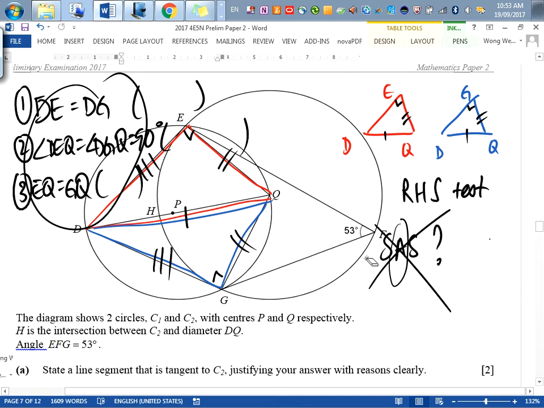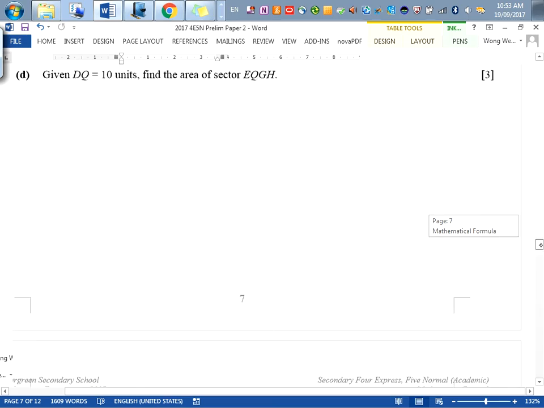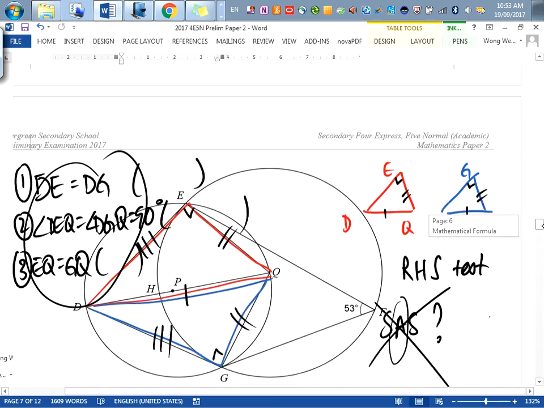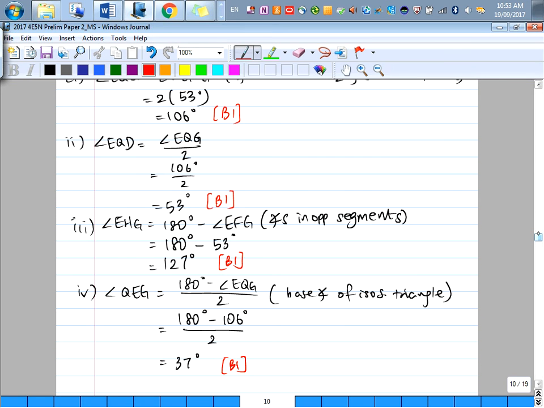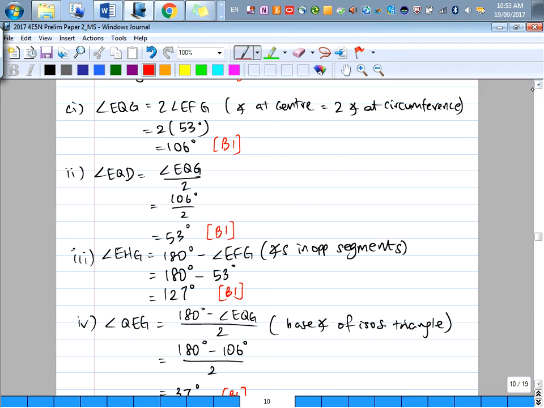Okay, then C part 1. For question C, generally quite well done. So why I write DQ is a common side, they don't have. I write DQ is a common side. Then here you write DQ equals to DQ common side. DE? No, this one. DQ is a common side. Then they never give me the mark for that part. This is a 2-mark question. I already gave you 1 mark.